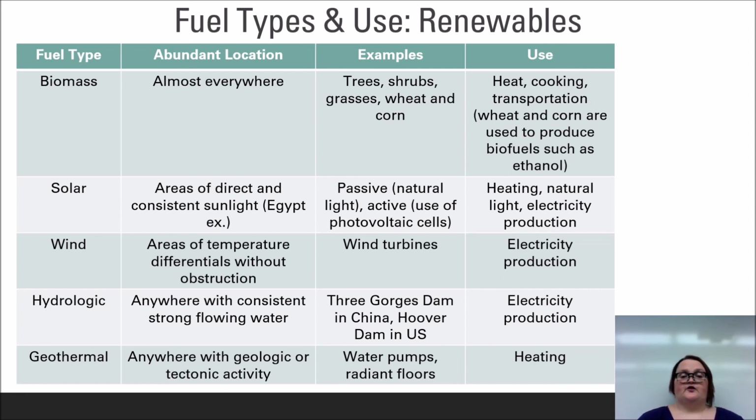Lastly, we have geothermal energy. This is one of the renewables that requires a very specific set of conditions. It only occurs in areas with geologic or tectonic activity. Areas near Yellowstone in the U.S. or in Iceland are abundant locations of geothermal energy because of their exceedingly active mantle. Geothermal energy can be used to heat water for cooking and bathing, but can also be used to heat homes through things like radiant floors.